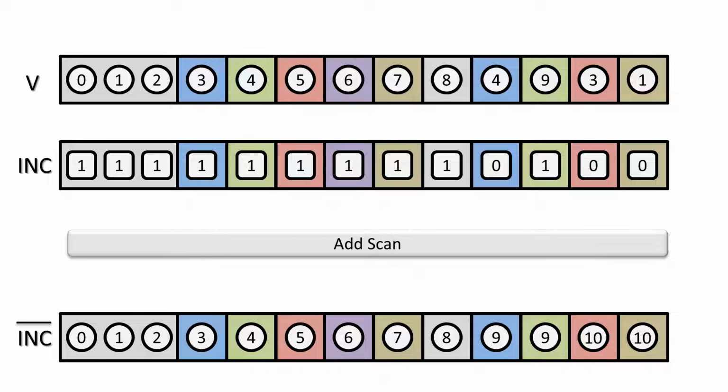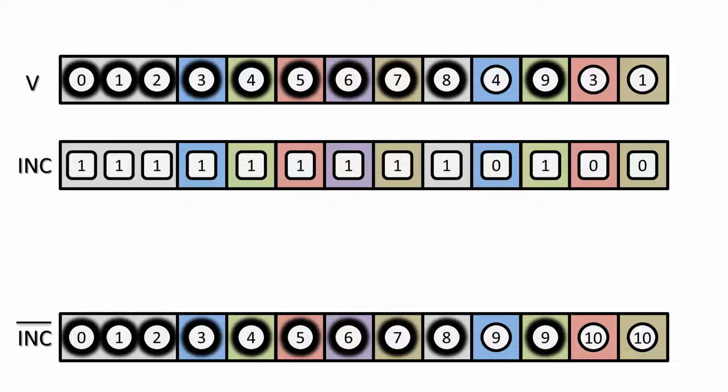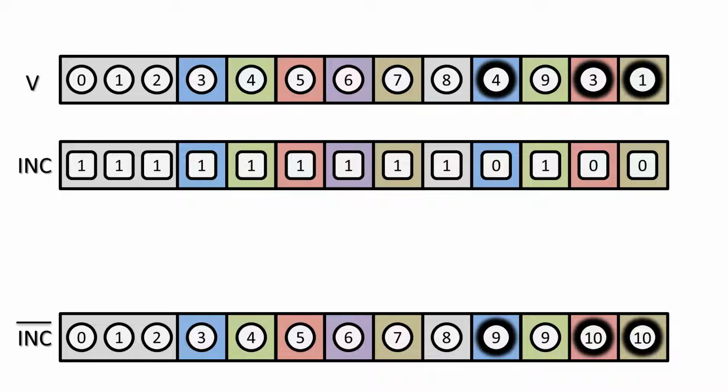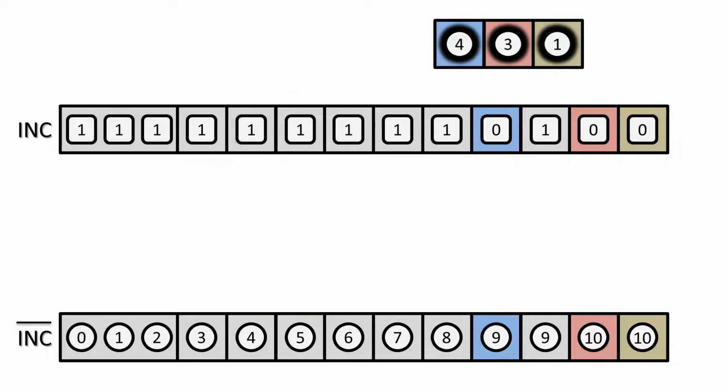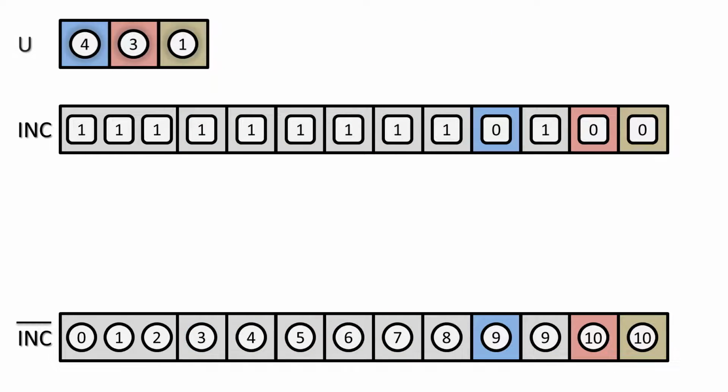So after having performed the add scan, we see that those elements in the V array and the incbar array, which are highlighted black, are the same. So essentially what we have done is we have decompressed the elements from the inc array to the incbar array, which are highlighted black. However, those elements are not decompressed properly, so we have to treat them specially. Therefore, we store them explicitly in the array U.